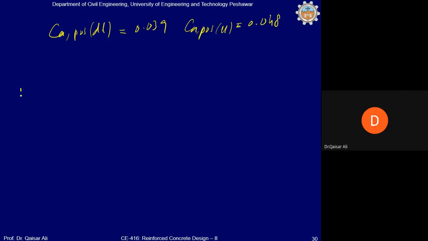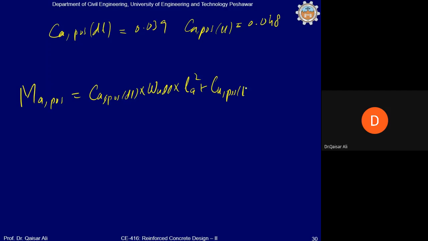Now from this we can calculate the positive moment along the shorter direction. It will be equal to CA positive dead load multiplied by ultimate dead load multiplied by LA square or LB square? LA square. LA square plus CA positive live load coefficient multiplied by ultimate live load multiplied by LA square. तो जरा इसमें पुट करें. CA positive dead load is 0.039 multiplied by ultimate dead load. How much was the value? याद है? 0.162 multiplied by LA square.